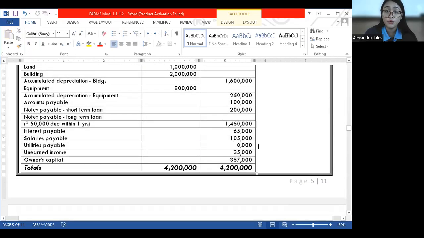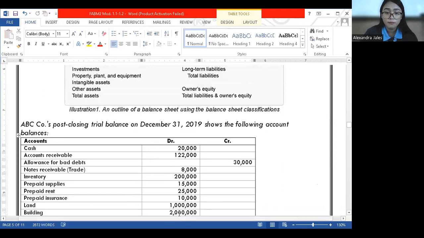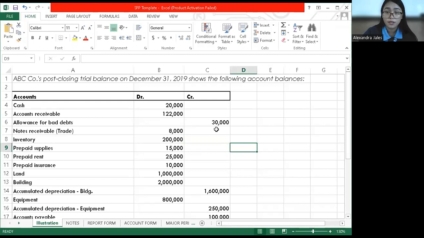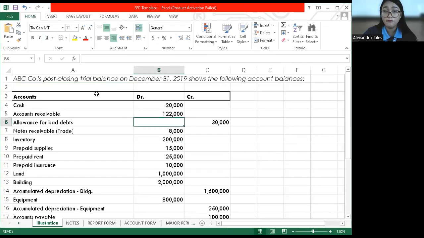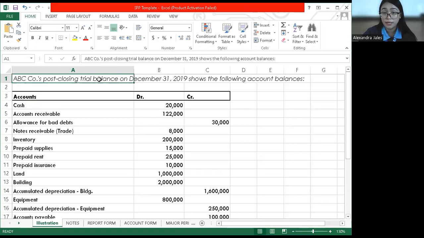So let me share your Excel file now. But take note, students, that we are going to apply the statement, or let's say we are going to answer activities in here. So I think everyone can see the Excel now. Students, you have to download your Excel file in Schoology, okay? The name of the file is SFP template. You could find it in your materials in Schoology.